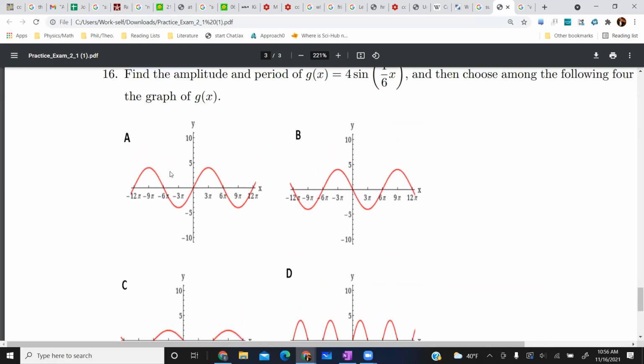So the only remaining option is A, and it does in fact satisfy the property that it has a period of 12 pi, because when you start at 0, it goes up and then down, and then it goes up and stops right there, and then the pattern repeats.